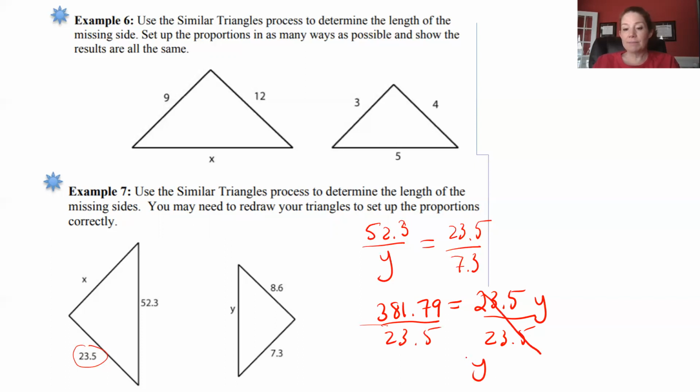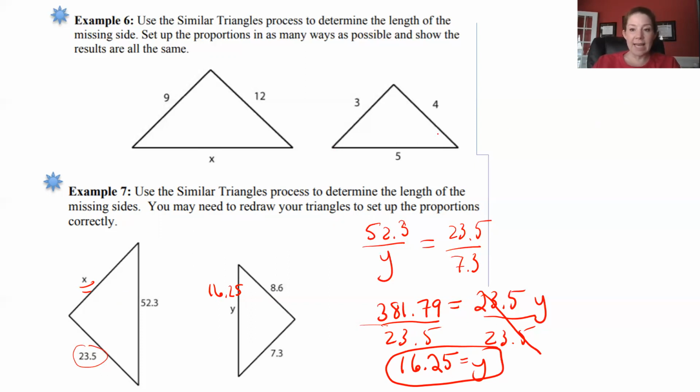That goes away. So 381.79 divided by 23.5 is equal to about 16.25. This missing side is y, so y is about 16.25. But we're not done because we still have an unknown. So we can use this same proportion right here, 23.5, and this time we're going to solve for x.